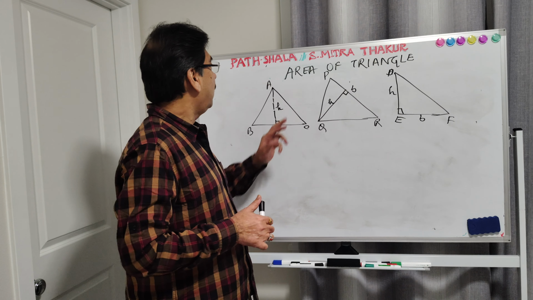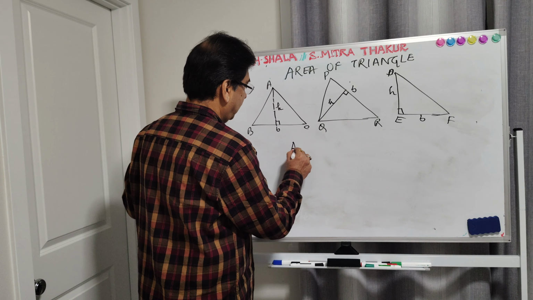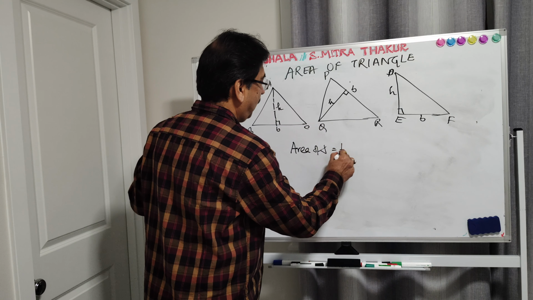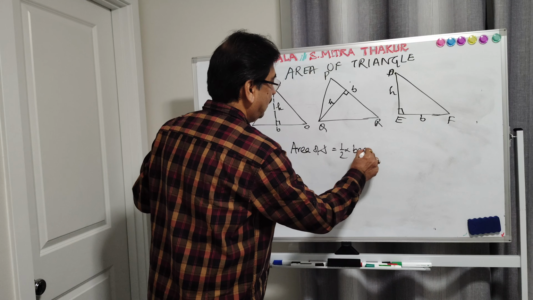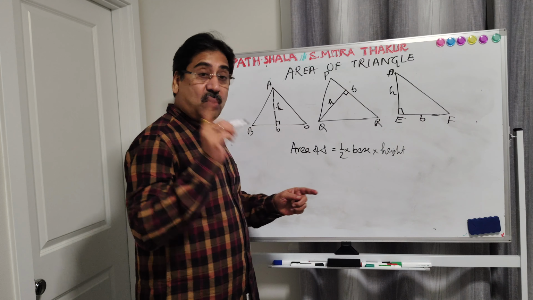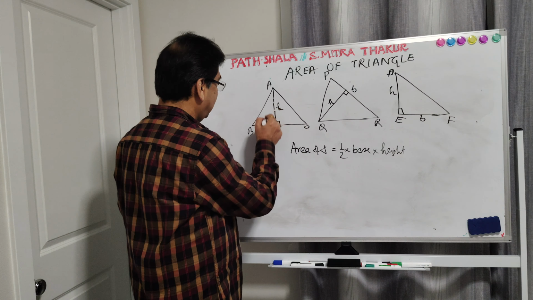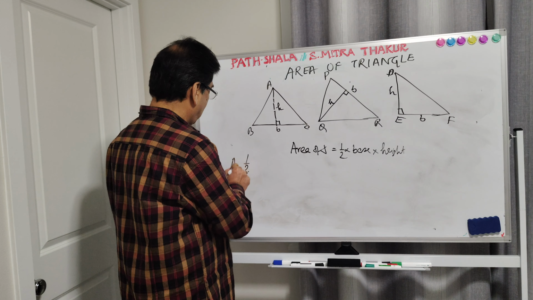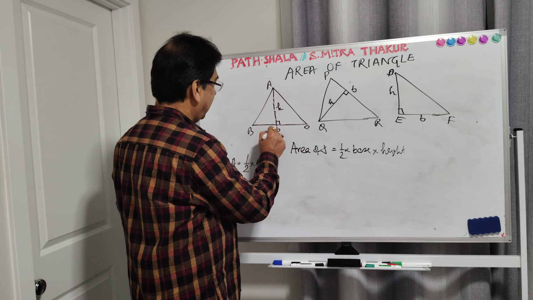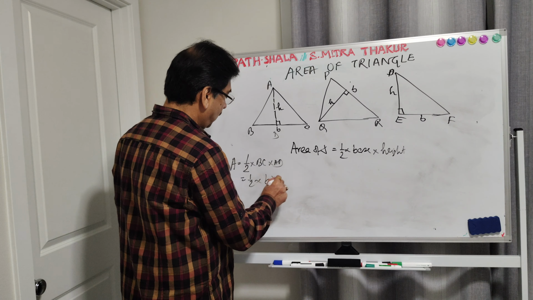This is the triangle. For the area of triangle, the basic formula is area of triangle equal to half into base into height. Half into base into height, meaning corresponding height, right? If you consider this base, it is BC. So in this case the area is equal to half into BC into AD, that is half into B into H.